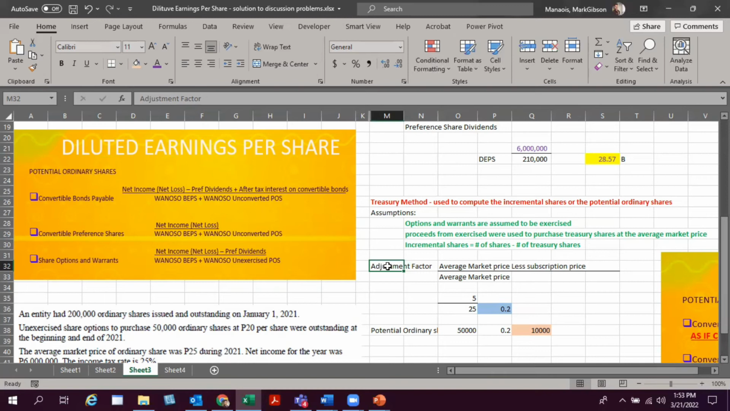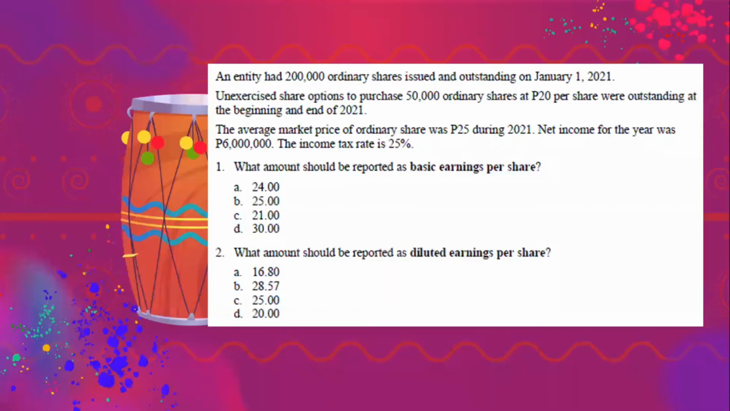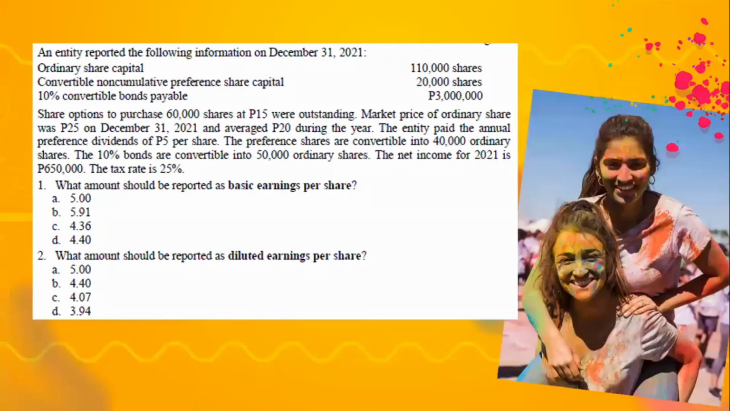Okay, so that's problem number 3. Let's go to problem number 4. Requirements are, number 1, what amount should be reported as basic earnings per share? Number 2, what amount should be reported as diluted earnings per share? So ito na yung pinag-uusapan natin kanina.